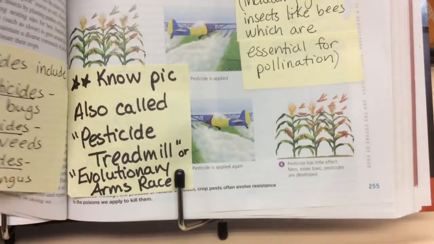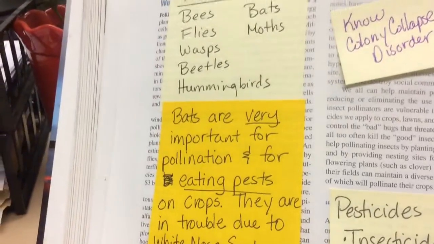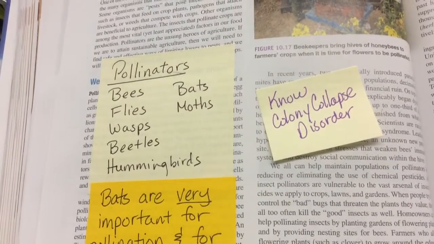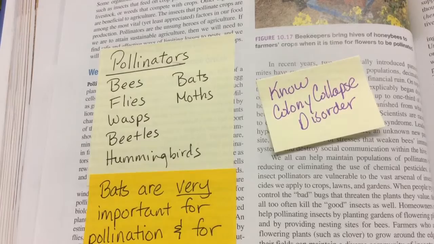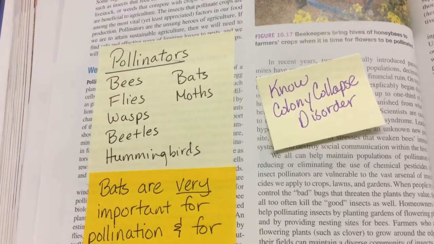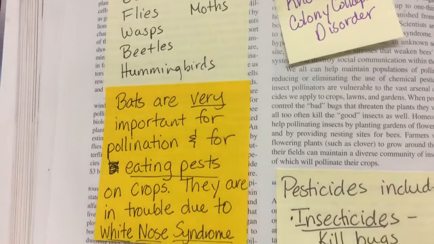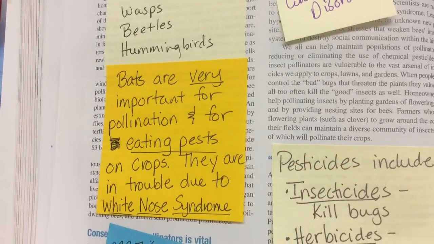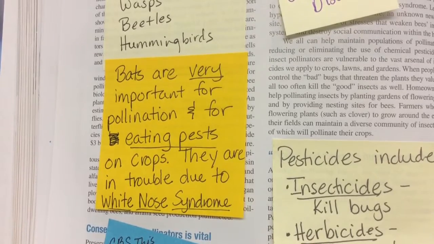Going on to page 254. Pollinators are in trouble, and pollinators are really important. So, first of all, pollinators are more than bees. Flies pollinate, wasps, beetles, hummingbirds, bats, and moths. And let's talk about bats a little bit. It's not in your book, but it's a really important topic that is possibly on an AP test in the near future.